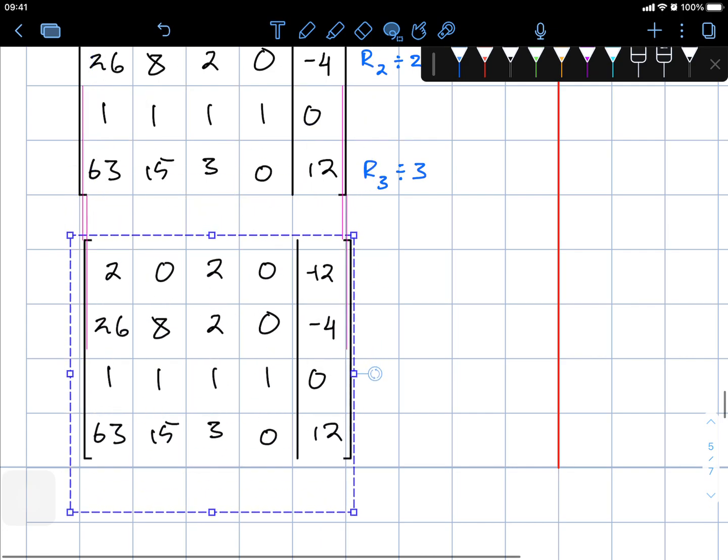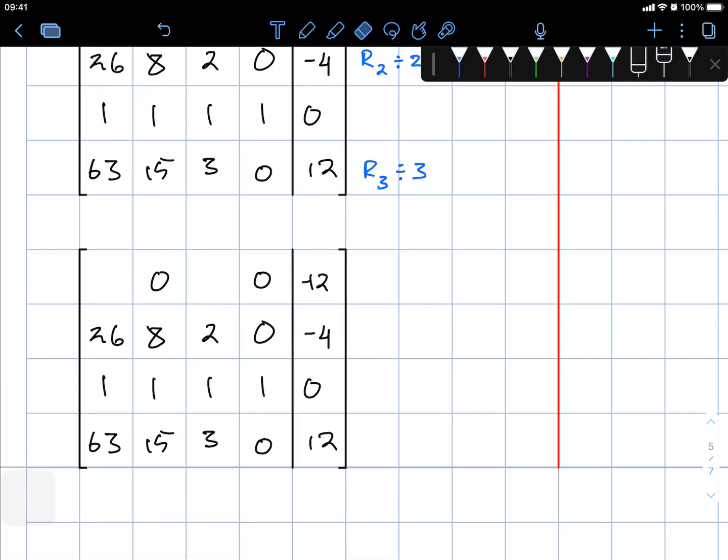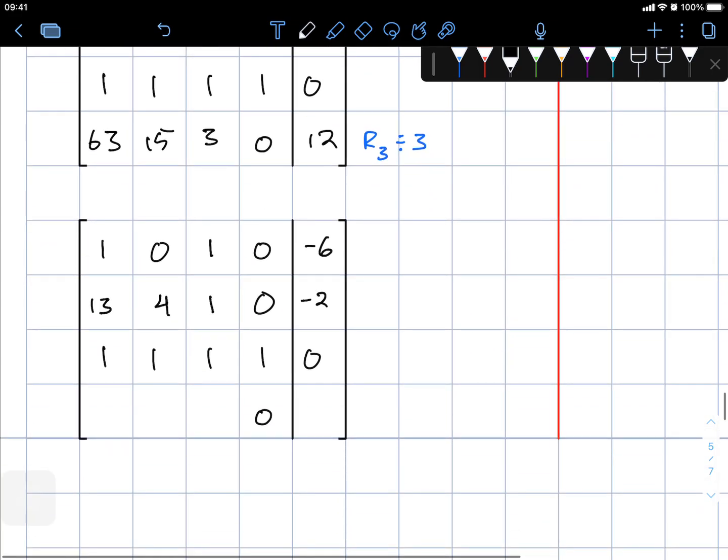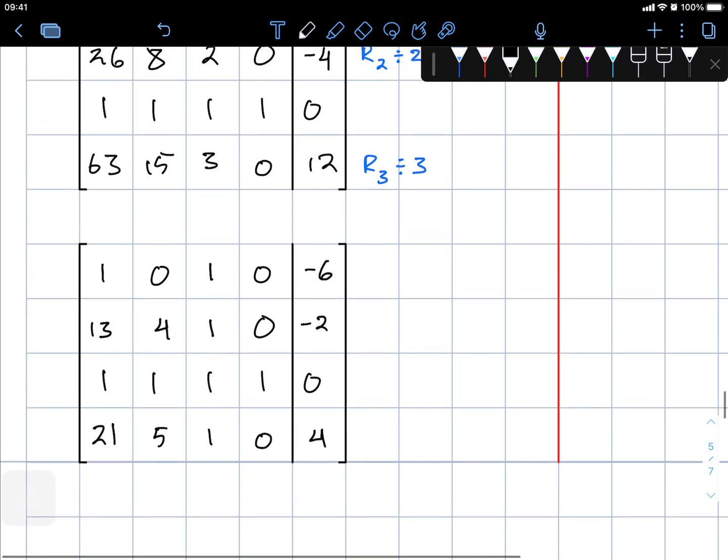You can just use your calculator for those. So I know those are all going to change, these will change, and these will change. So that's going to give me, whoops, it's going to give me 1, 1, negative 6, 13, 4, 1, negative 2. It's going to give me 21, 5, 1, and 4.